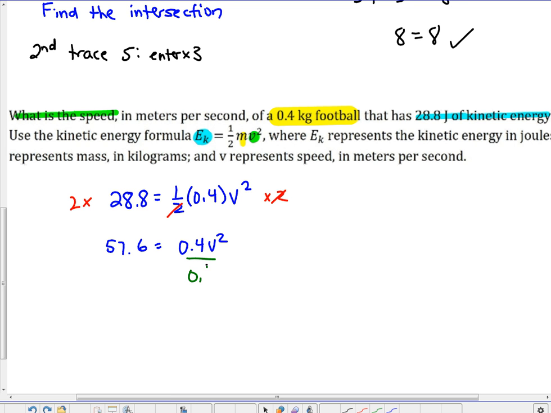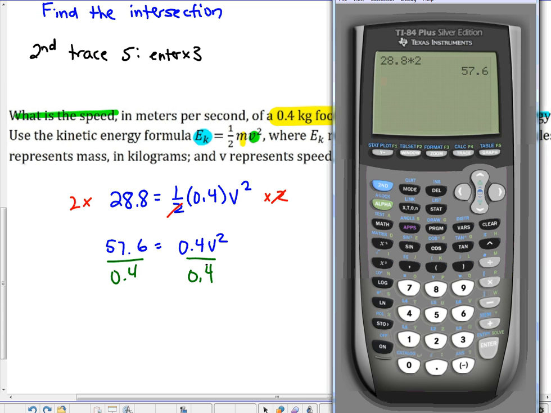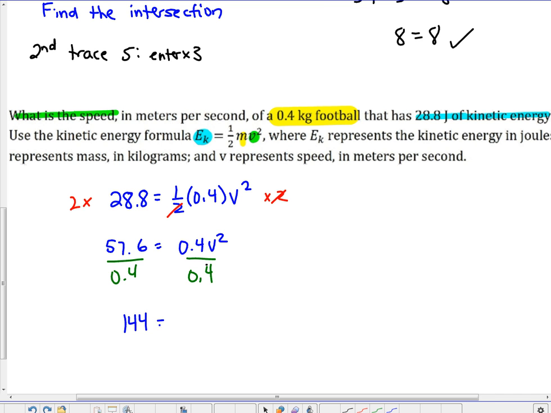Divide by 0.4. See, in physics, they make you rearrange the equation first. In math, we can sub it in and then rearrange. So that's nice. Math is way better. Right? Okay, 144 equals v squared. Then what?